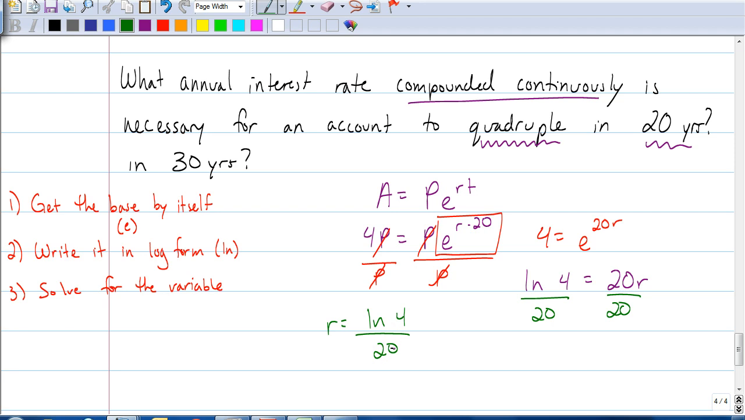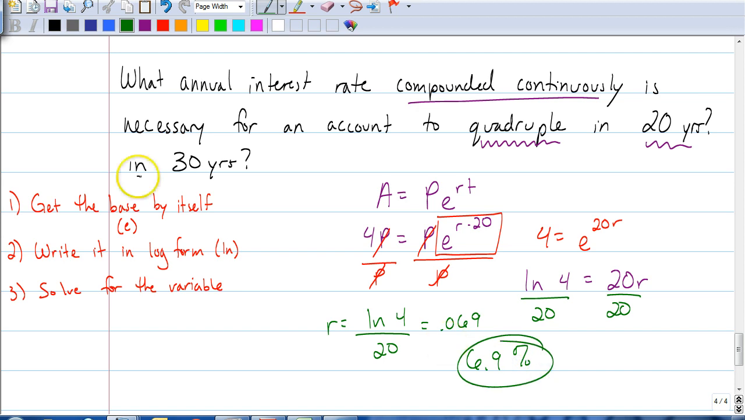I want you guys to type this in on your calculator. Go ahead and do that right now. The reason I want you to do this on your calculator is because I want you to see what we're going to do with this answer. So you're going to take the natural log of 4 divided by 20. When you do that, your calculator gives you a decimal, 0.069. Technically 0.0693, but we'll stop after 0.069. Now remember, this is a rate, so we want to make sure that we write our answer as a rate. So our rate would be 6.9% in this case.